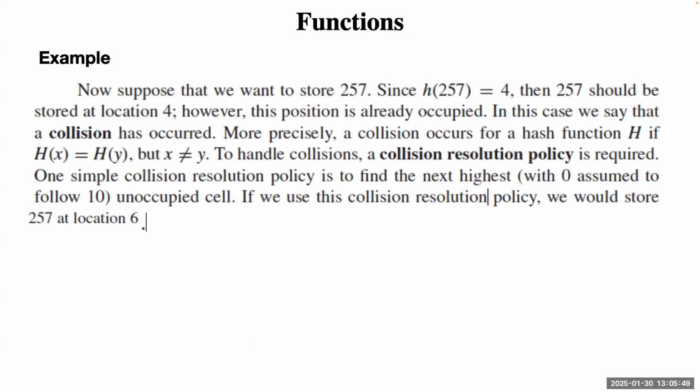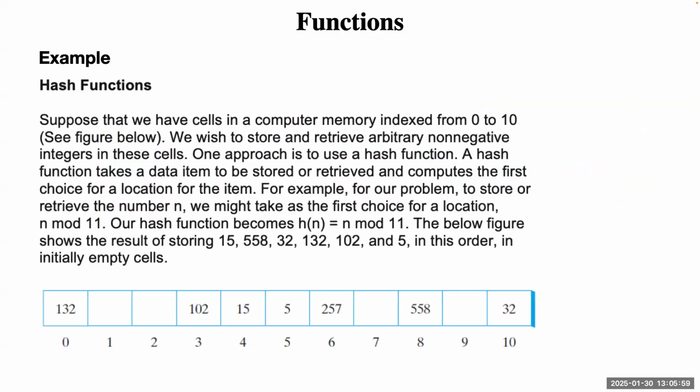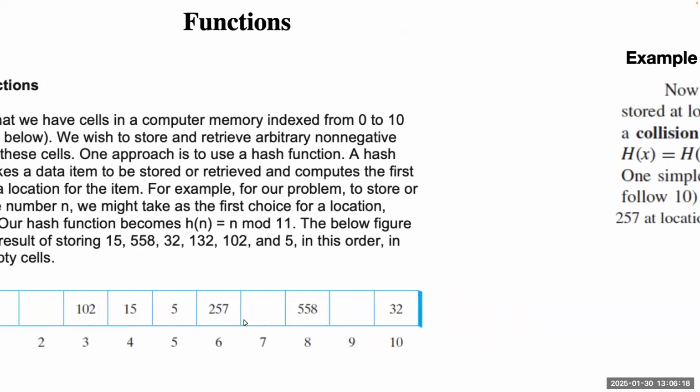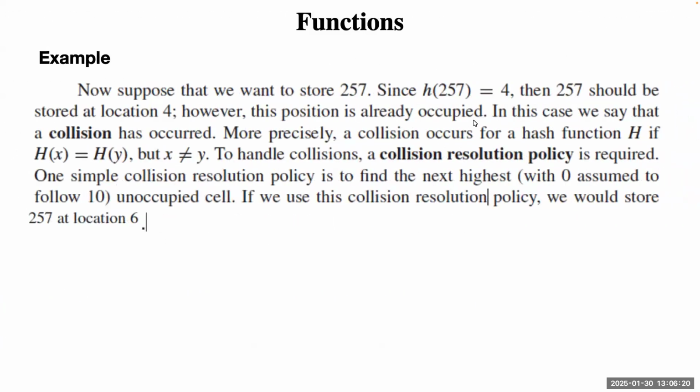Now suppose we want to store 257. So we calculate h(257) and we get 4. Oh, good, we're going to stick it in 4. We go to 4 and, oh, darn, 15 is already stored there, because it is possible for more than one number, when you apply a mod to it, to give the same answer. So in this hash function scenario, when the answer is the same, 4, we say a collision has occurred. A collision.